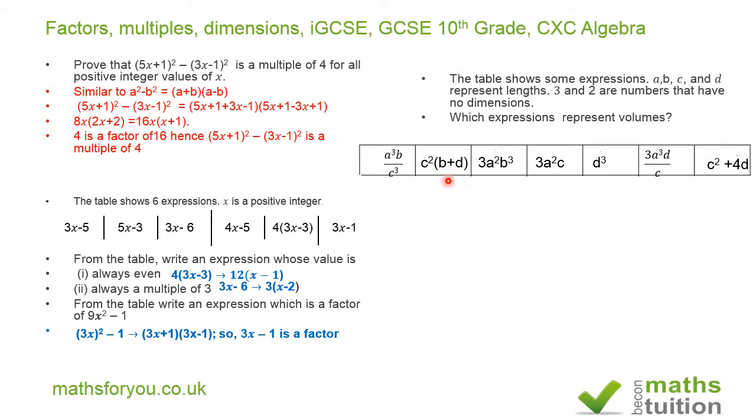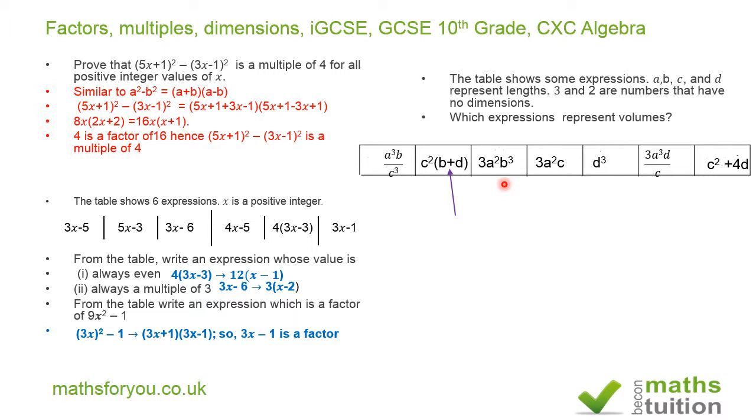Now, for the second expression, c squared into (b + d). Now, b plus d is length, so that becomes L to the power 1. And because we're multiplying, we should add the indices. So 2 plus 1 will give us 3. So this expression here represents volume.